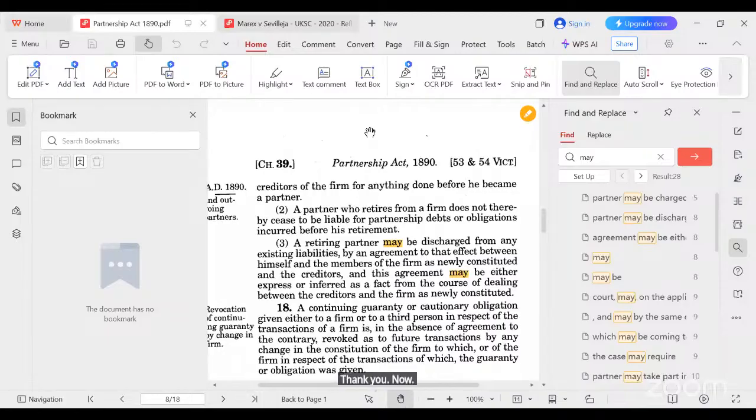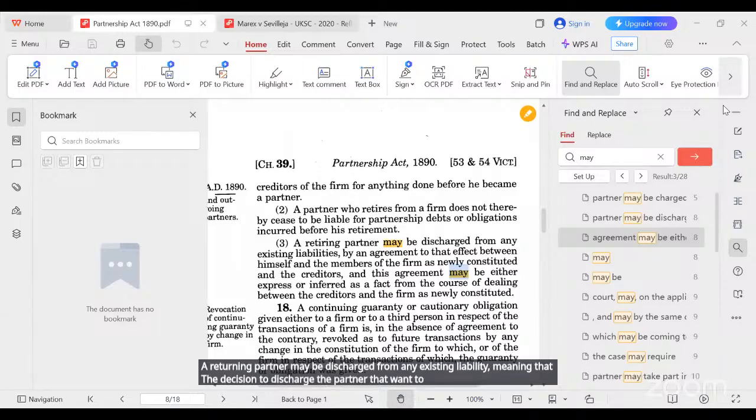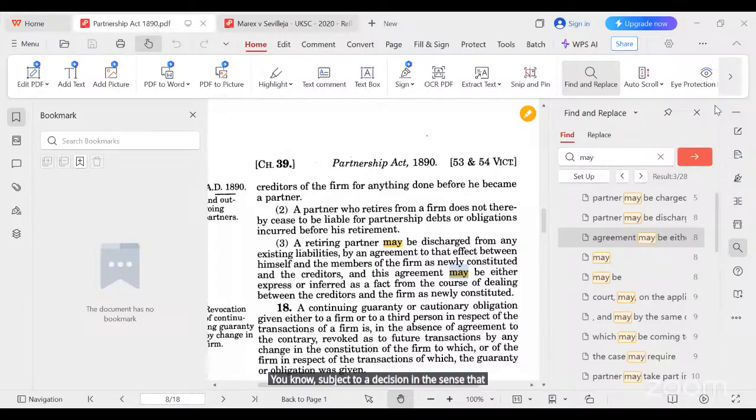Now, Abiodun, you want to add your voice? Hello, sir. Yes, go ahead. I think going by this statement, a retiring partner may be discharged from any existing liability, meaning that the decision to discharge the partner that wants to retire is subject to their decision. Subject to a decision in the sense that as at when the partner wants to retire, it depends on whatever we agree, whether to discharge him or not. It's in 2 ways. Okay. Thank you. Now, again, let me thank those who ventured to speak.